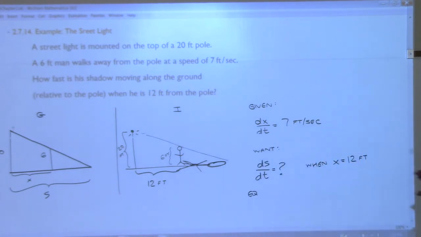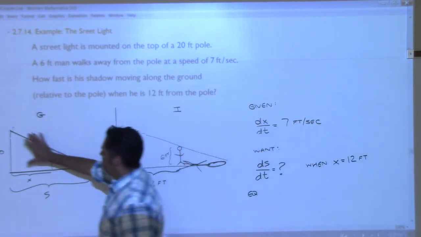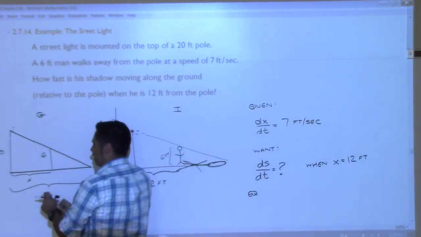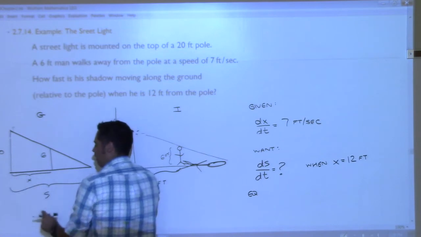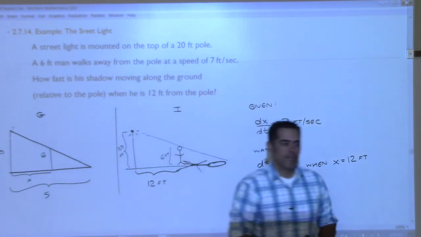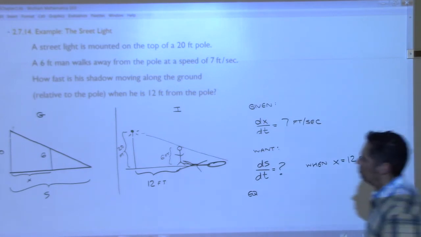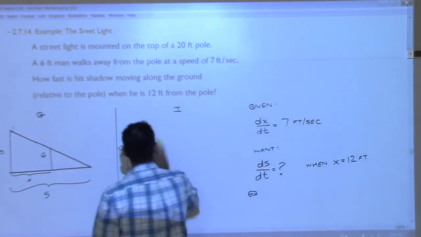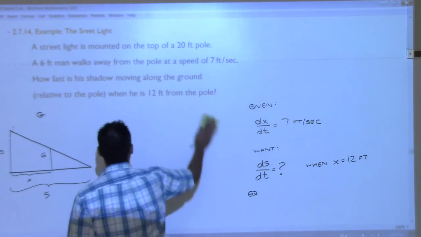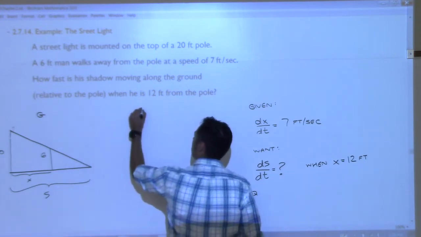The man is 6 feet. The pole is 20 feet. The distance from the man to the pole is x. The distance from the tip of the shadow to the pole is s. What have we got here? I'm going to erase this one now. See if I can help you.